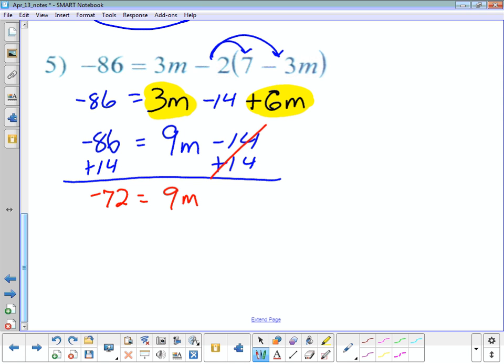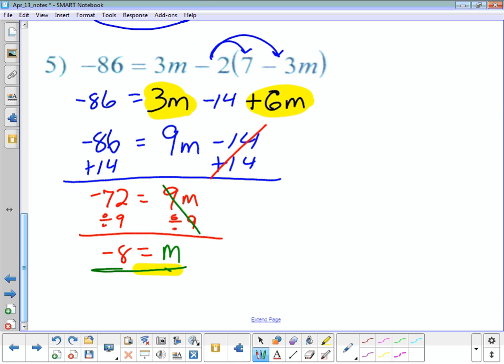Since that's multiplication with the 9 and the m, I need to do the opposite of that to solve my answer. So I'm going to divide by 9. And that's going to get me -72 divided by 9 is a -8. And the 9s are going to cancel on the right-hand side because it's division. 9 divided by 9 is 1, so that just gives me an m. So I'm saying m is a -8.